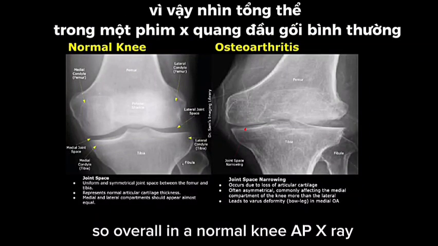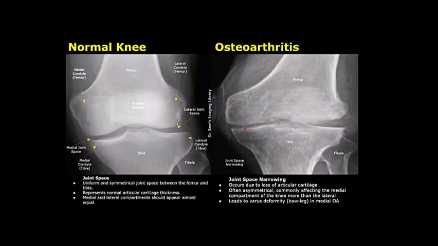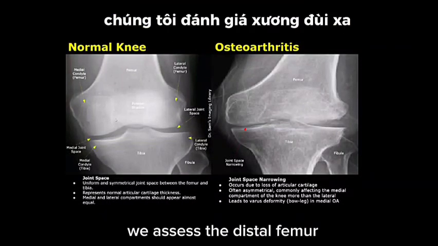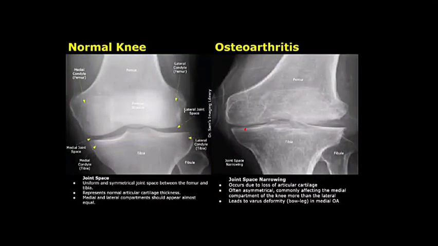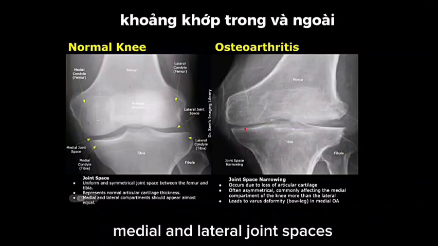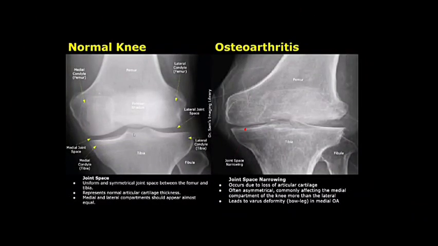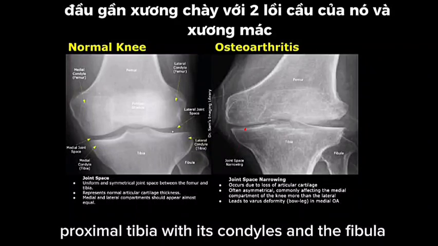So overall, in a normal knee AP X-ray, we assess the distal femur, medial and lateral femoral condyles, medial and lateral joint spaces, proximal tibia with its condyles, and the fibula.